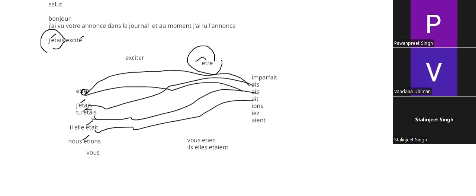So repeat after me. J'étais, tu étais, il, elle était, nous étions, vous étiez, ils, elles étaient. Is it clear to you? Yes.